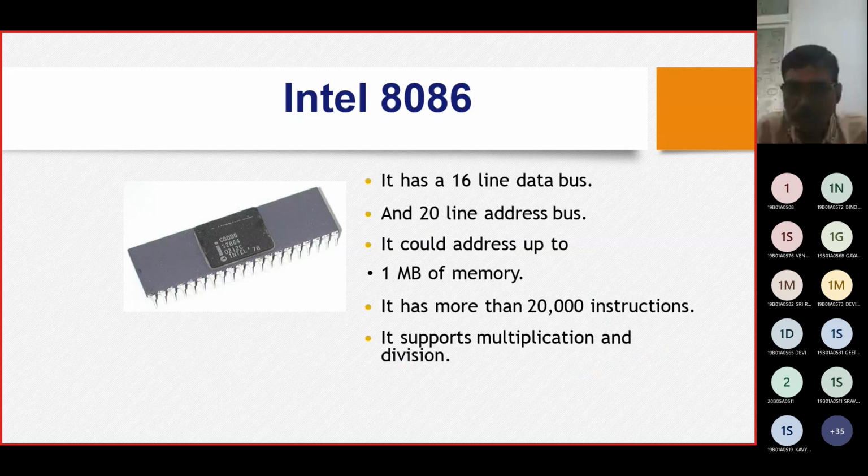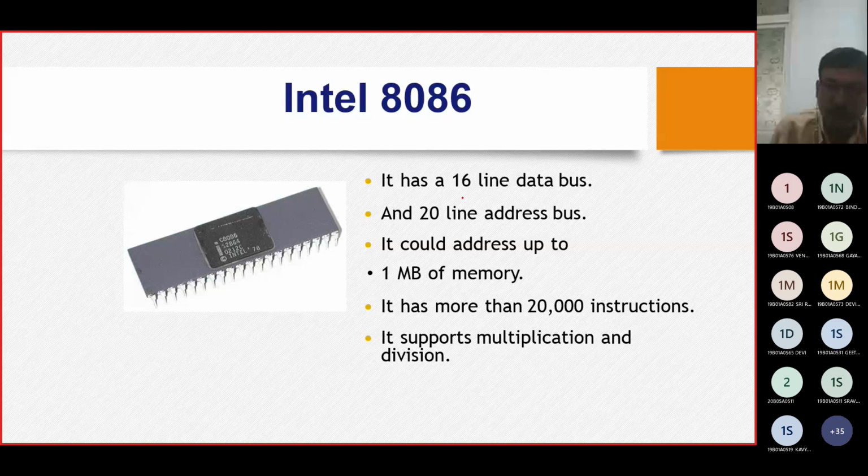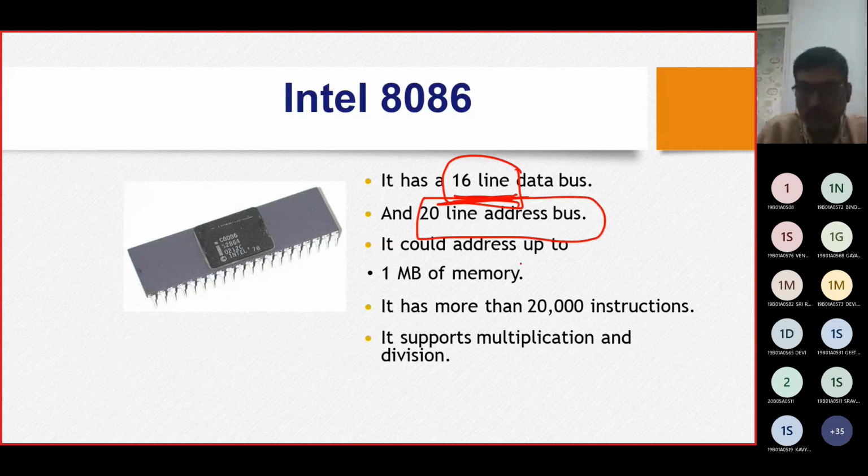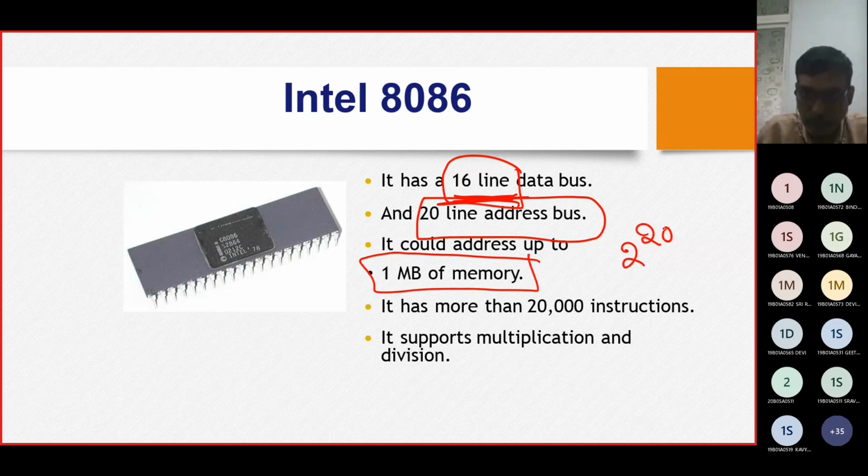The takeaways from this point: one, it is going to have a data bus of 16 lines. Two, it is going to have an address bus of 20 bits. Then it is going to access a memory of 2 power 20, so it accesses up to 1 megabyte. All this happened in 1978.